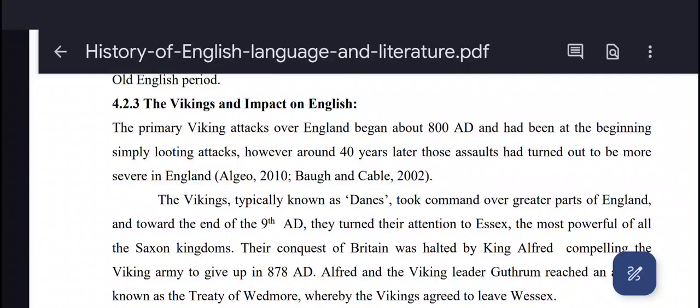History of the English Language and Literature, Unit 4, 4.23. The Vikings and Their Impact on English.